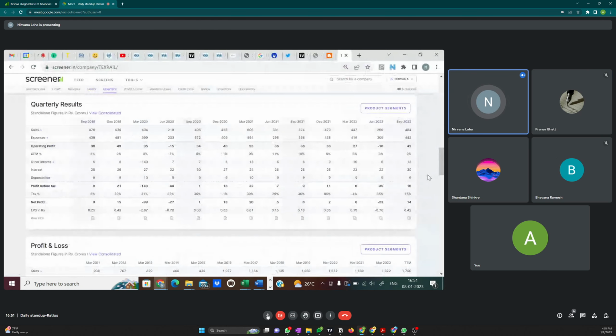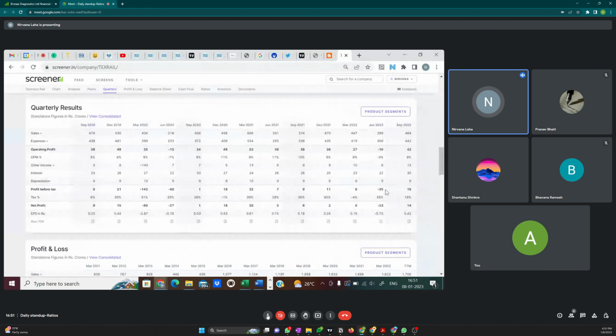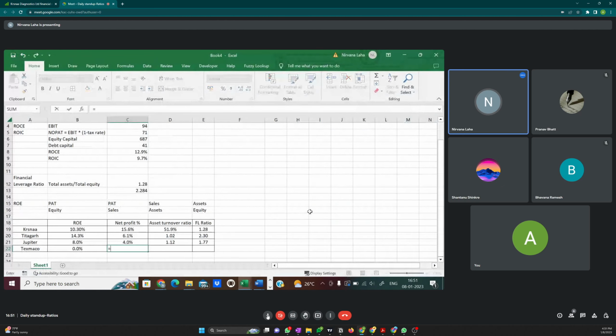So, we'll do the same thing here. Oh, here, even this is negative. So, we'll analyze the September numbers. So, 16 into 4 we will do. So, 64, and here we have 480 into 4. So, that will be 1920 approximately. 64 by 1920.